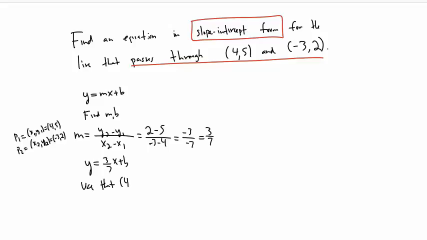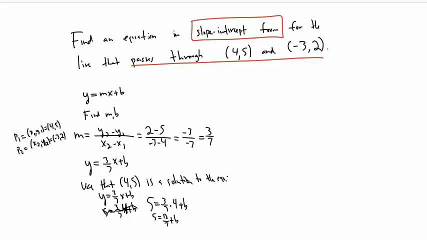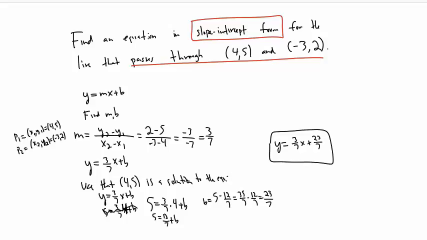We can take either of the points and use that as a solution to the equation. We substitute in 5 for y, 4 for x. The only unknown is b. And this is 5 equals 3/7 times 4 plus b. So b equals 5 minus 12/7, which is 23/7. So we get y equals 3/7 x plus 23/7. That's one way to do the problem.